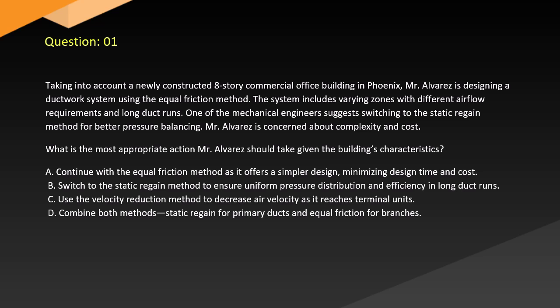What is the most appropriate action Mr. Alvarez should take given the building's characteristics? A. Continue with the equal friction method as it offers simpler design, minimizing design time and cost. B. Switch to the static regain method to ensure uniform pressure distribution and efficiency in long duct runs. C. Use the velocity reduction method to decrease air velocity as it reaches terminal units. D. Combine both methods. Static regain for primary ducts and equal friction for branches.